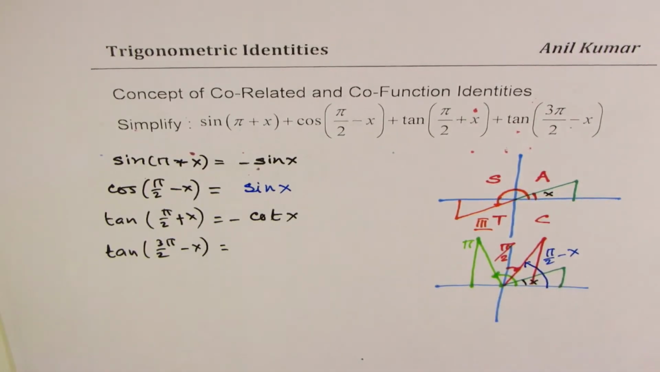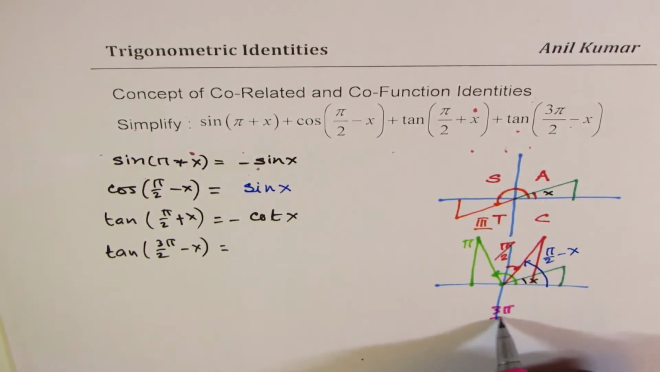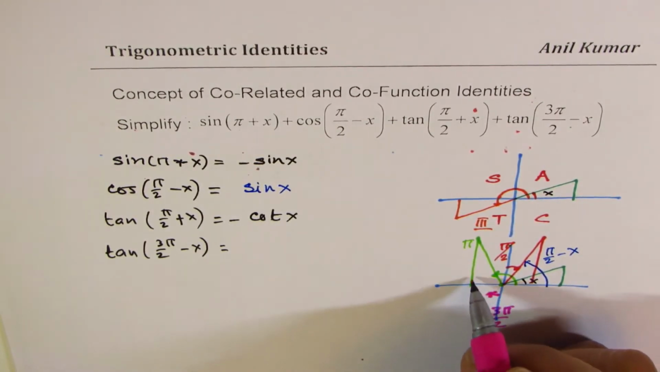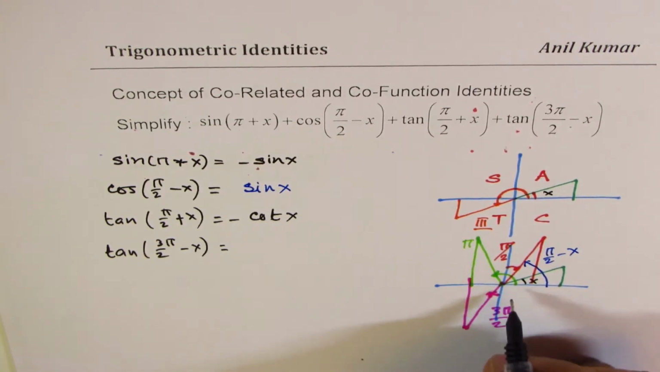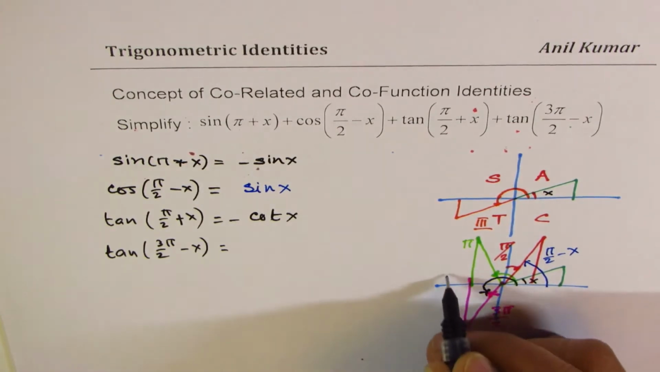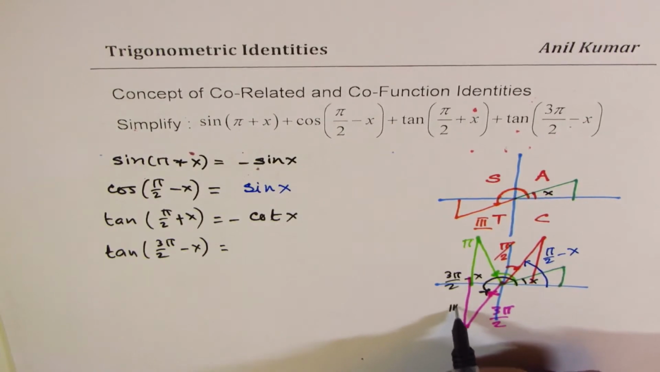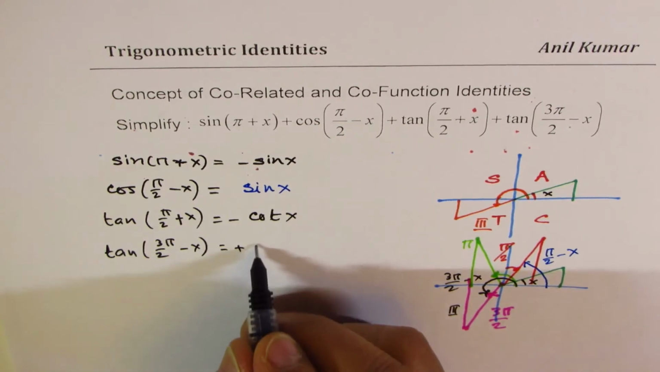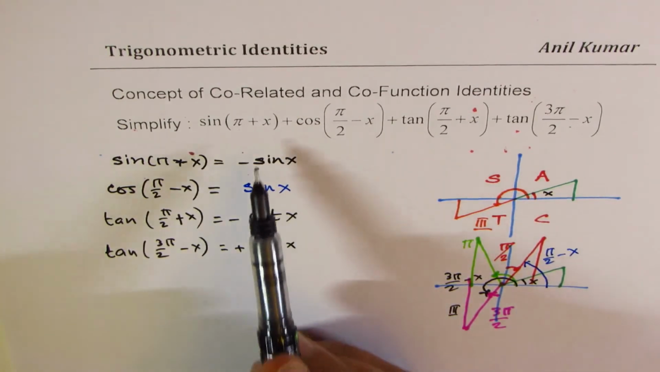The last one here is tan 3 pi by 2 minus x. Now 3 pi by 2 minus x really means that you are in quadrant 3. This is 3 pi by 2, right? Minus x means minus x. Do you see that? So you are now looking into this triangle. So now the angle here is 3 pi by 2 minus x. Is that clear? You are in which quadrant? 3. In quadrant 3, tan is positive, so we'll write positive, and cotangent is the cofunction, right? We know all these four now, correct?